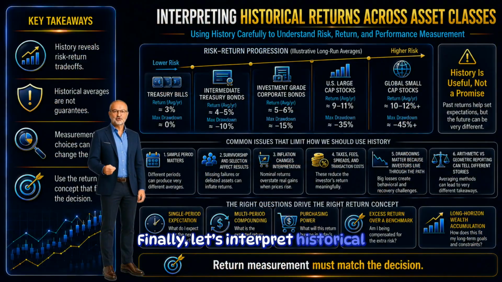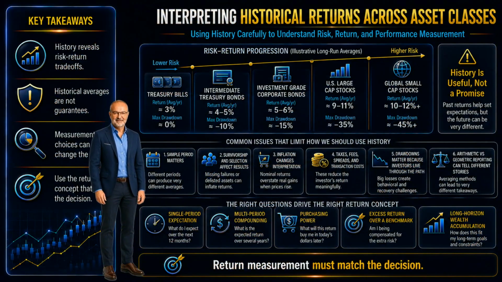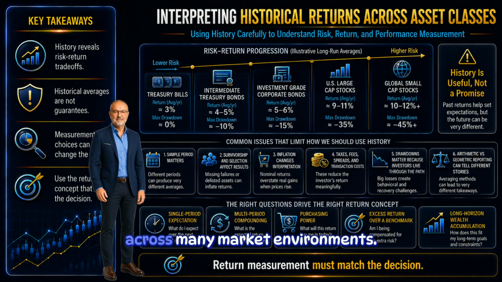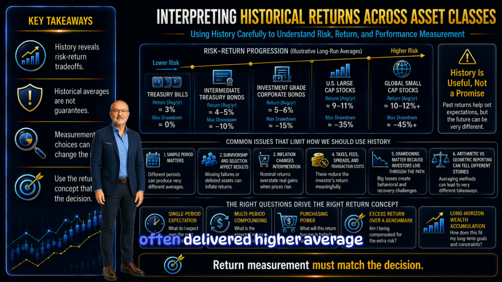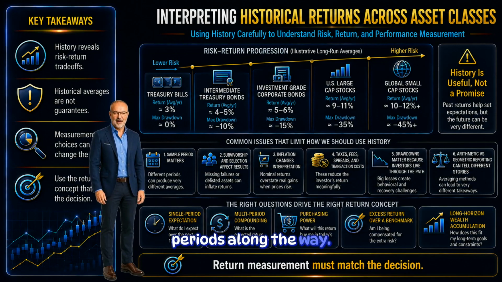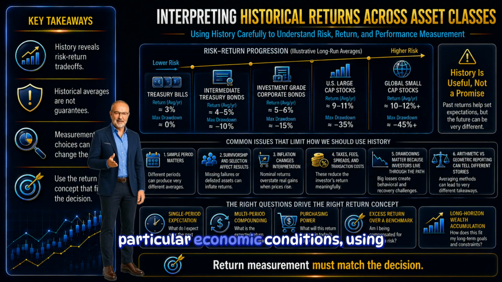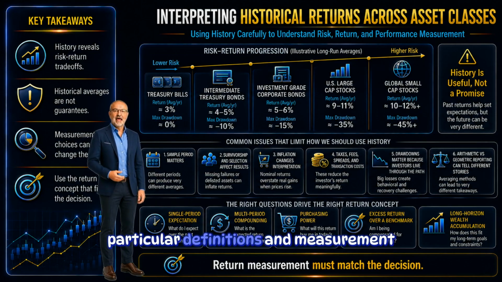Finally, let's interpret historical returns across major asset classes. Historical performance is useful because it shows how different investments have behaved across many market environments. It can reveal the long-run trade-off between risk and return. Riskier asset classes have often delivered higher average returns over long horizons, but they've also exposed investors to larger losses and more difficult periods along the way. However, history must be interpreted carefully. A historical average isn't a promise. It is a summary of what happened in a particular sample, during particular economic conditions, using particular definitions and measurement choices.